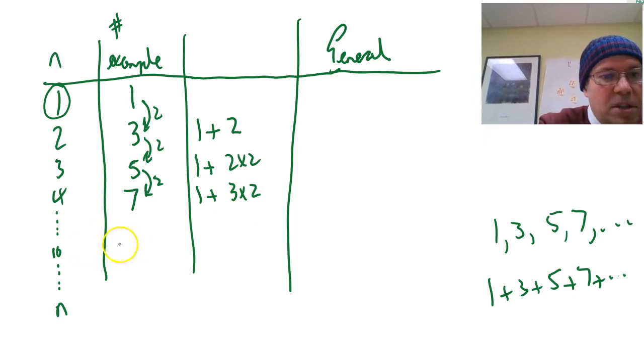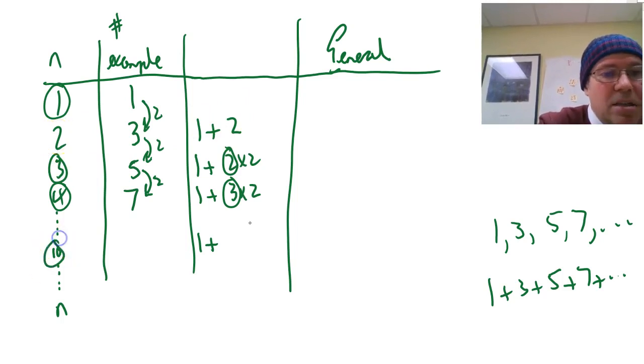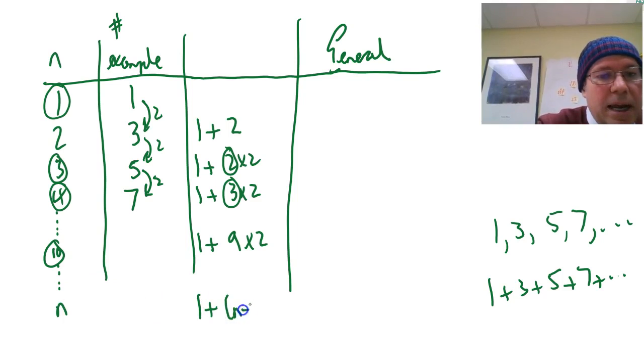So hopefully you've spotted to get the 10th term, you start with 1, and notice that we added 3 lots of 2 to get the 4th term, 2 lots of 2 to get the 3rd term, and 1 lot of 2 to get the 2nd term. So to get the 10th term, I add 9 lots of 2. And to get the nth term, I'd start with 1, and clearly I need to knock 1 off. So I'm going to add n minus 1 times the common difference 2. And that's our general term.